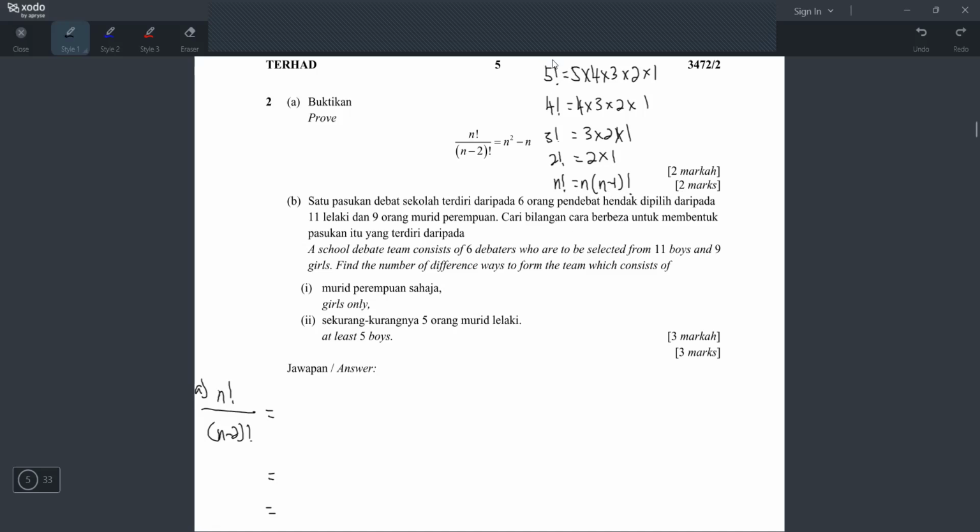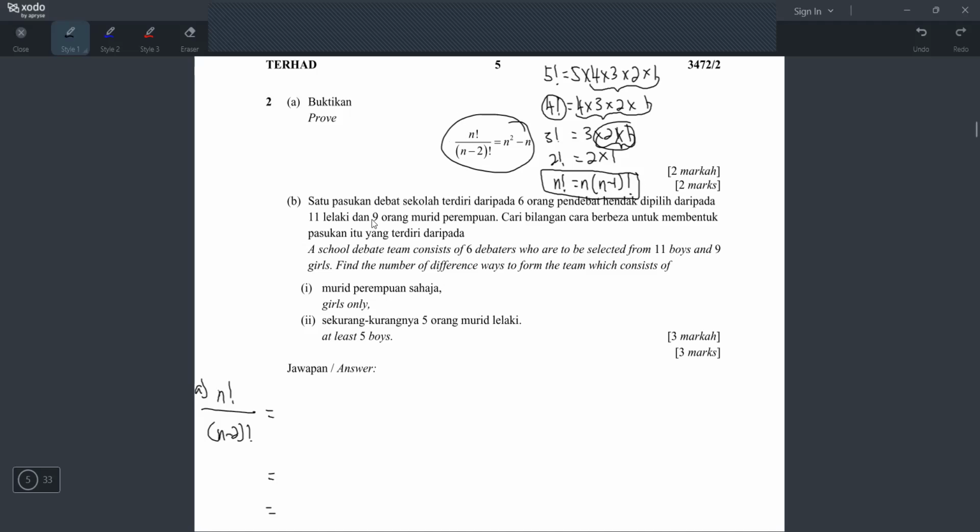Okay, let's think about it. If I say 5 factorial, it means what? 5 times 4 times 3 times 2 times 1, right? But can you see 4 times 3 times 2 times 1 is actually the same with 4 factorial. So we can say 5 factorial is actually 5 times 4 factorial. Do you agree? Same with the 3 factorial. 3 factorial is actually 3 times 2 times 1, but we all know 2 times 1 is 2 factorial. It means 3 factorial is 3 times 2 factorial, right? That is why we can conclude n factorial, we can generalize. The formula will be n factorial equals to n multiplied with n minus 1 factorial. So this is the formula that we will be using to prove this.